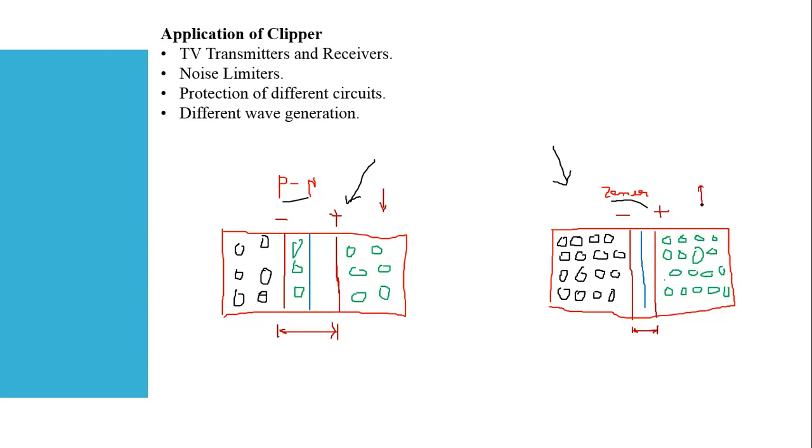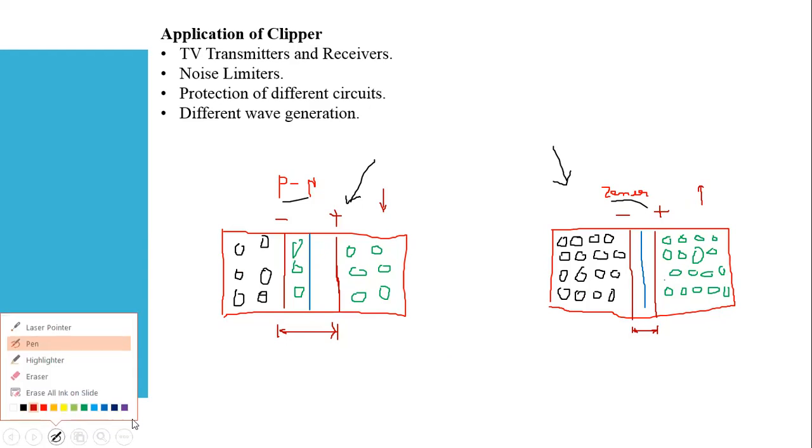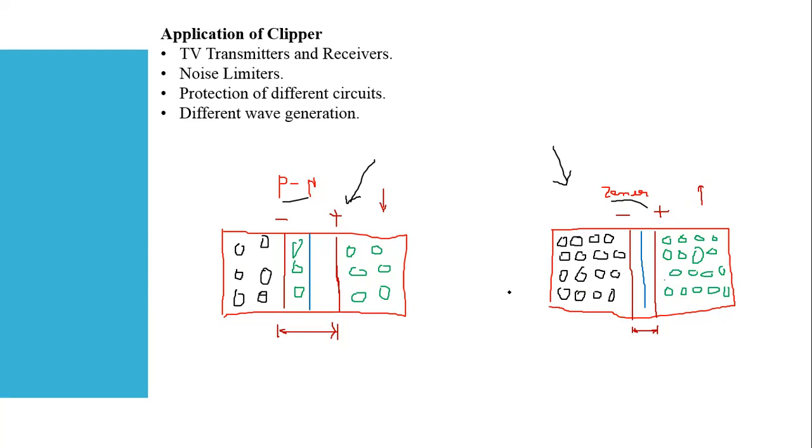So what are the differences? First, the Zener diode is heavily doped as compared to the PN junction. Width of the depletion region in the Zener diode is less as compared to the PN junction. Barrier potential is more as compared to the PN junction diode, right? It is operated in reverse bias condition.